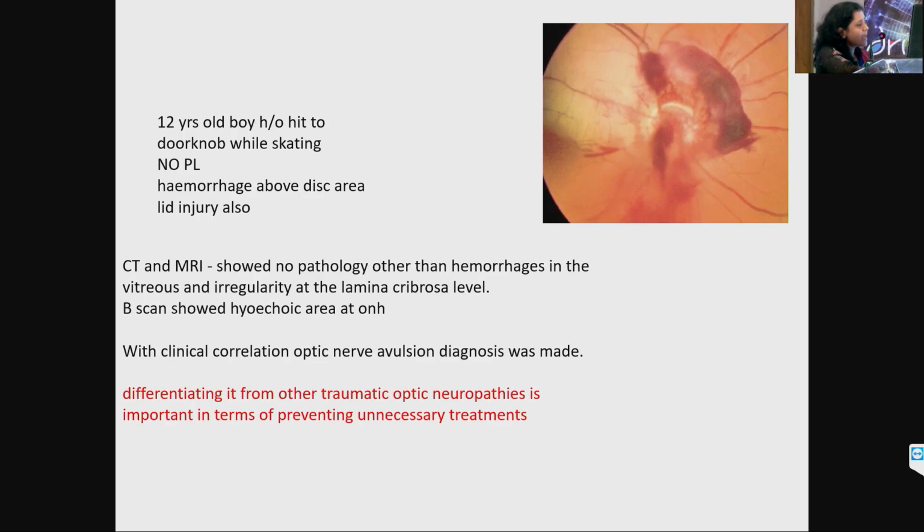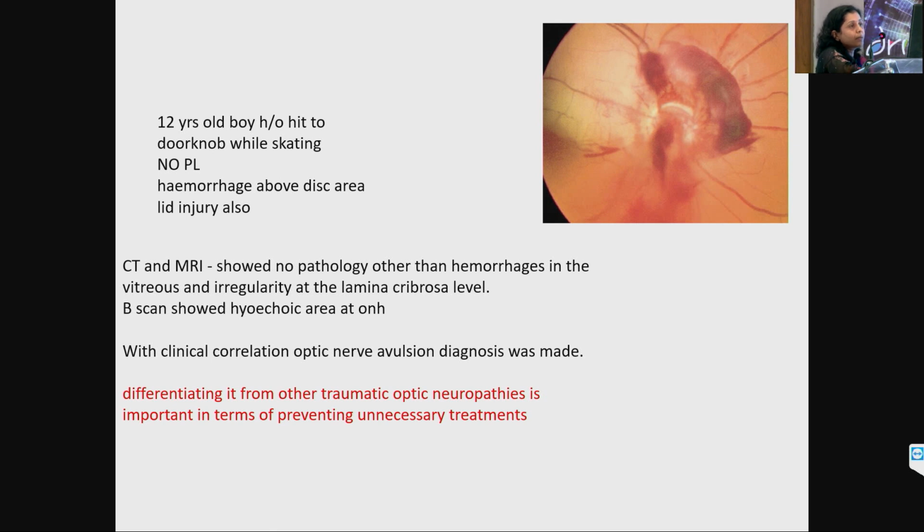And the last, I will just show you one case. This is a 12-year-old boy. He came to our OPD with a blunt trauma while skating inside the room. So he presented with a lid laceration and no PL vision. And the CT MRI didn't show much positive findings, but B scan showed a hypoechoic area at the ONH site.